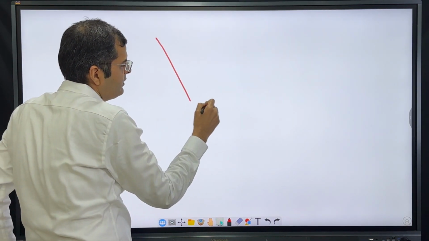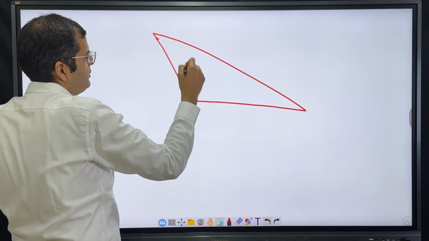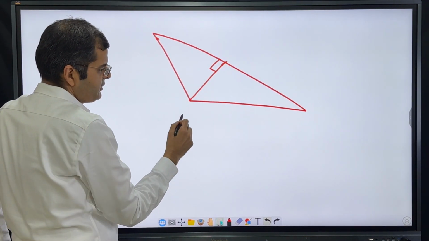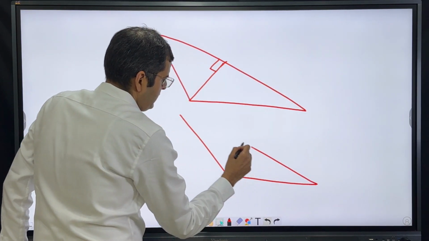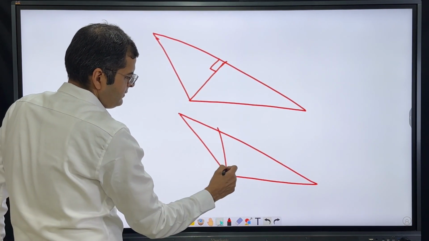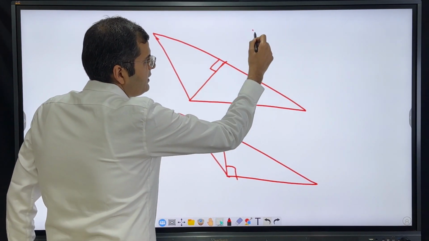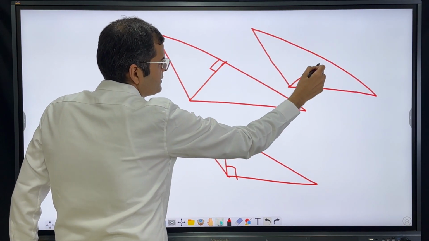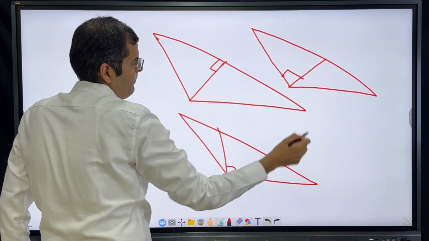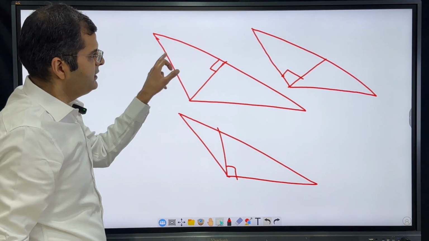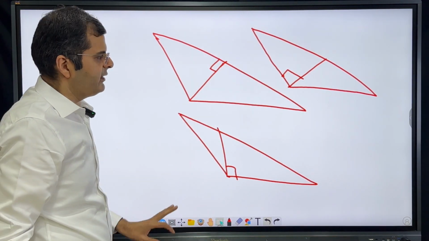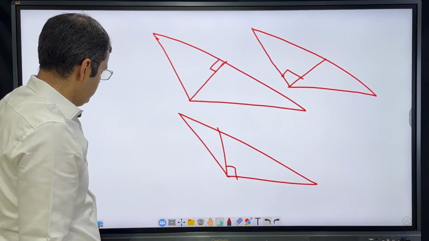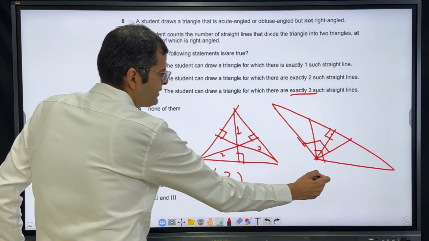So if you want, I can give you, and actually what I'm going to do is draw these 3 lines also in this obtuse angle triangle. This is one of the situations. The other situation is this. And finally, the third situation is this. So in all these cases, this obtuse angle triangle is divided into two triangles such that at least one of the triangles inside is a right angle triangle. So in the obtuse angle case also I get 3.